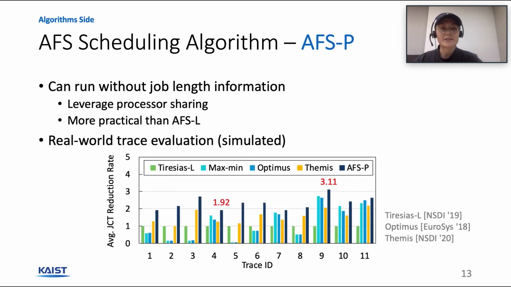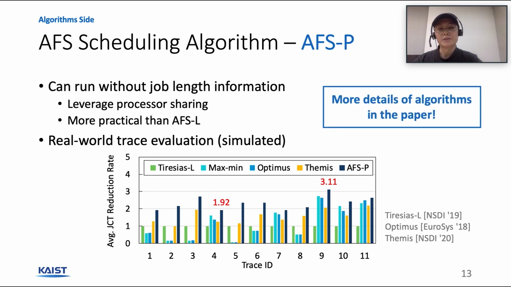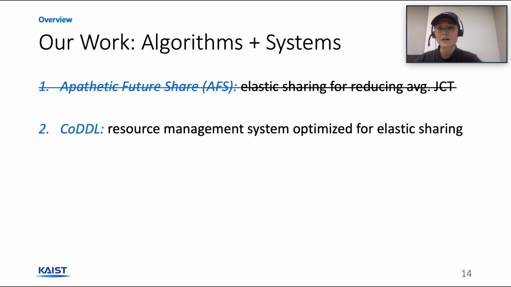We compare AFSP against existing schedulers that do not leverage the job length. The figure shows that AFSP also outperforms all existing schedulers, achieving up to 3.11 times of improvement over Tiresias-L. The details of AFSL and AFSP algorithms are found in our paper. Now let me move on to our system challenges and design.